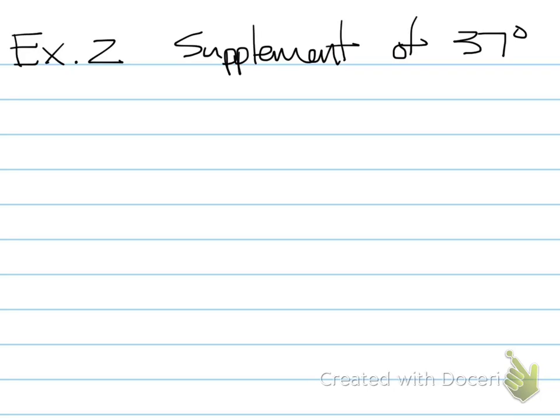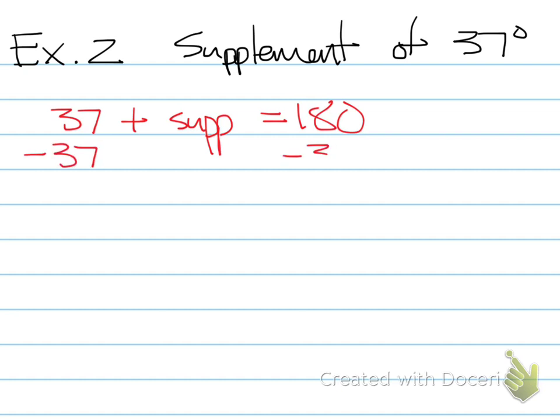In this example, we want to find the supplement of a 37-degree angle. Supplementary angles add up to 180, so 37 plus its supplement will equal 180. Subtract 37 from both sides, and the measure of the supplement is 143.